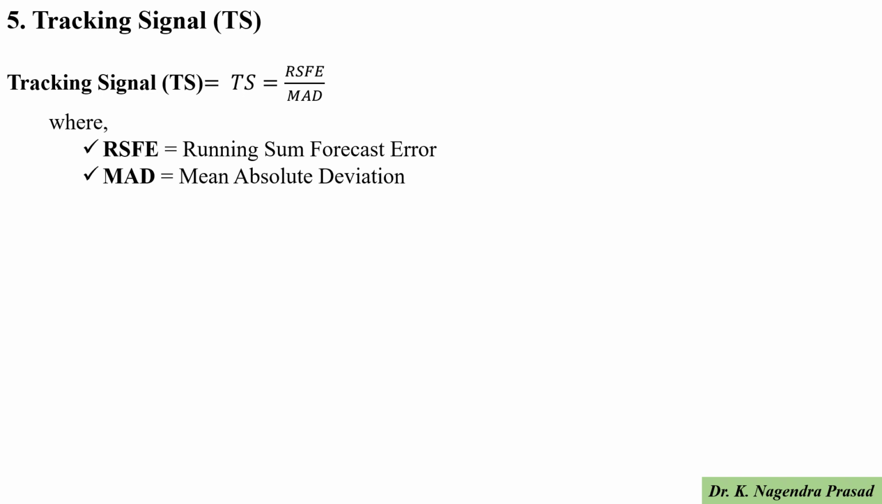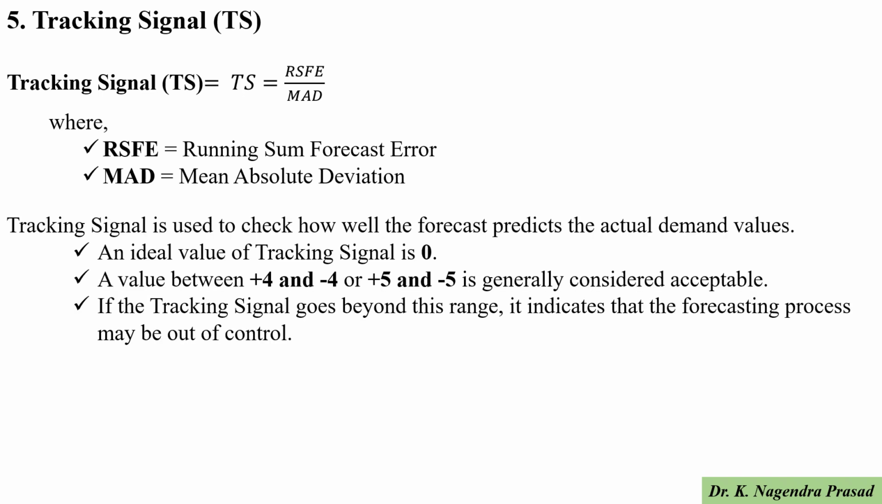And next one is the tracking signal, TS. Tracking signal is the RSFE divided by MAD, where RSFE is the running sum forecast error and MAD is the mean absolute deviation. Tracking signal is used to check how well the forecast predicts the actual demand values.